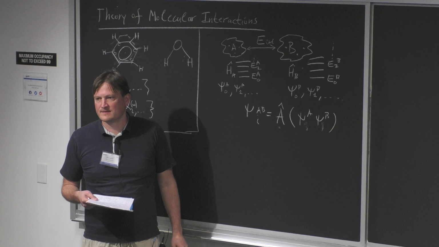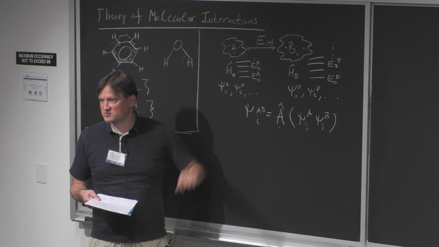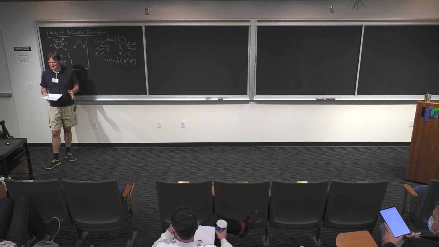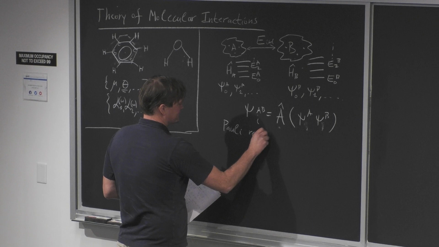And for that reason, we will assume now that we work in a long-range approximation. And so we can expand the states of the total system in terms of the product states of the isolated system. Even that, although it sounds very simple, leads to a lot of interesting physics, as I will demonstrate in the rest of my lecture. Basically, the anti-symmetrization represents Pauli repulsion, and Pauli repulsion decays exponentially.